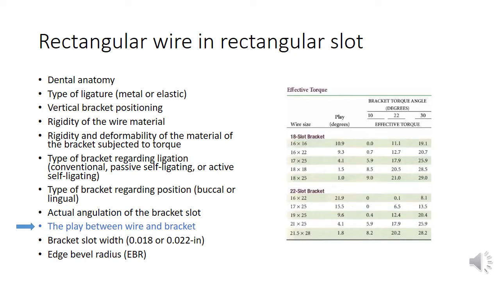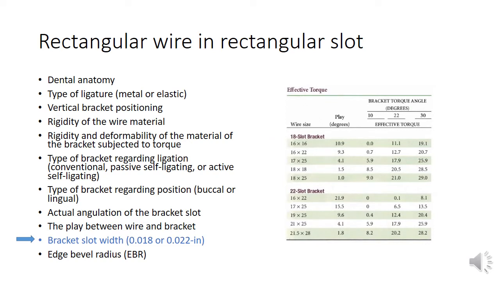There is some degree of play between the rectangular arch wire and the walls of the bracket. The degree of play is quite considerable. In this table, you can see the degree of play for 2 different bracket types, 18 and 22 slot brackets. And as you can guess, the play is much more for 22 slot brackets for the same size of the wire.